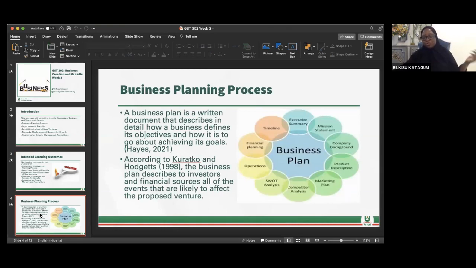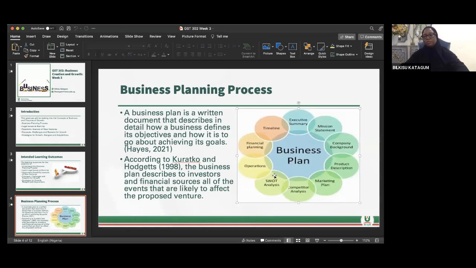Now, it's essentially the first is you just doing a business plan. And I know last week we've gone over what the definition is, but I'll still reiterate it again. A business plan is a written document that describes in detail how a business defines its objectives and how it is to go about achieving its goals. Also, another author defined it as, it describes to investors and financial sources all of the events that are likely to affect the proposed venture.